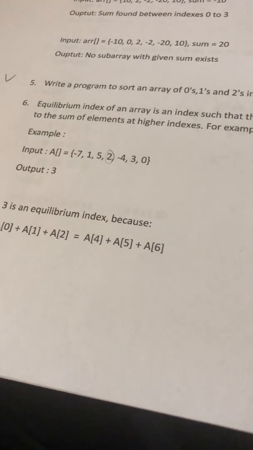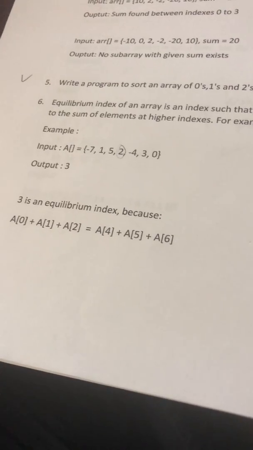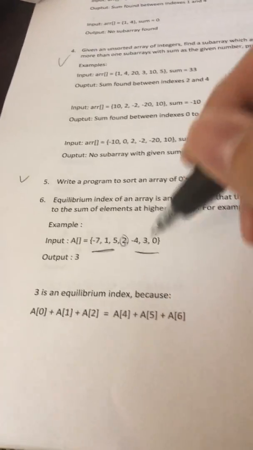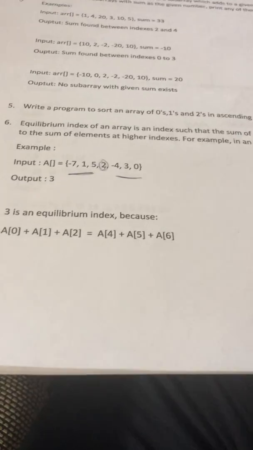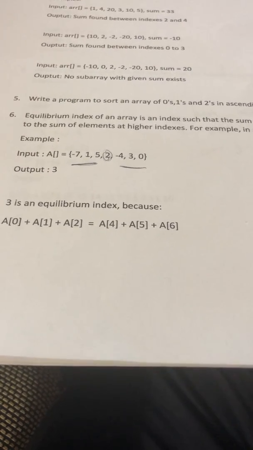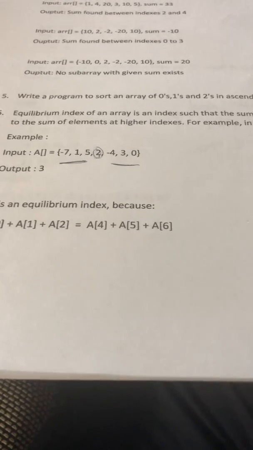So number 6, equilibrium index of an array. What I'm doing here is basically finding the middle element that balances the left part and the right part. So the naive approach would have been iterating through all the possible arrays, but apparently there's an easier way to do this.